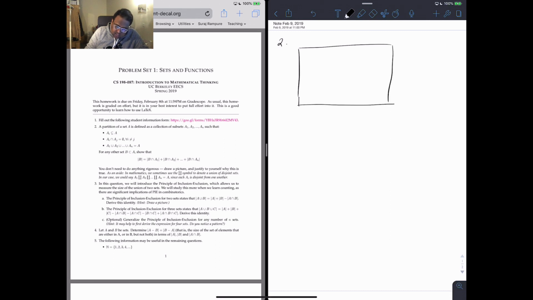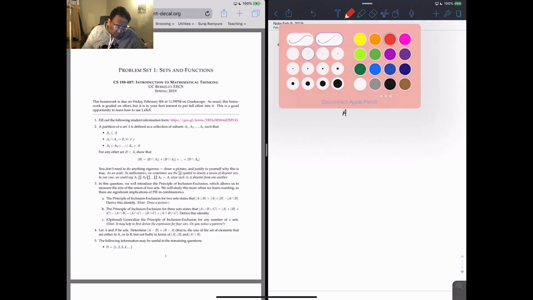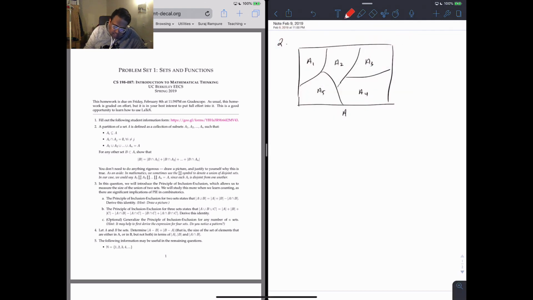Okay, and let's just say this entire box represents our set A, and let's divide this up into non-overlapping regions. We can say this is A1, this is A2, this is A3, A4, and A5. Notice they don't overlap, but their union is all of A. And now we're asked to consider some other set B, which I'll just draw arbitrarily. That's also a subset of A.